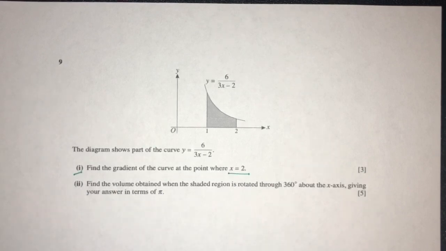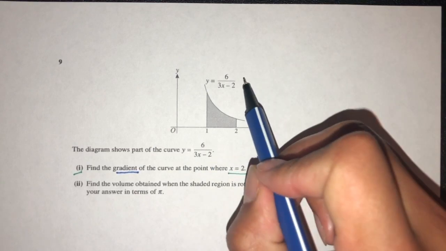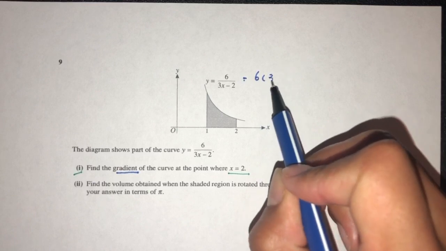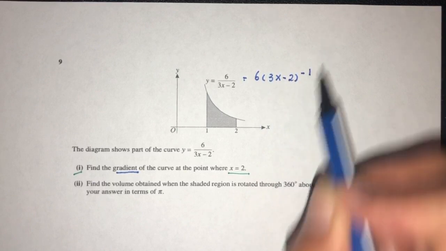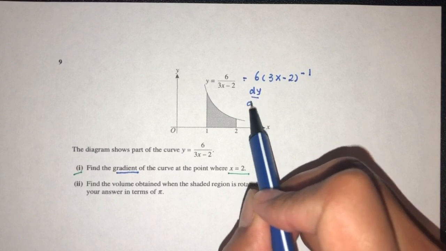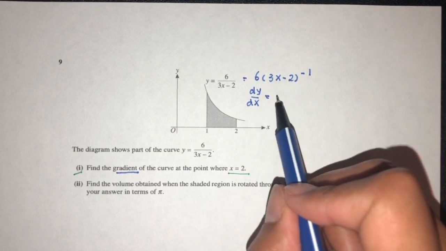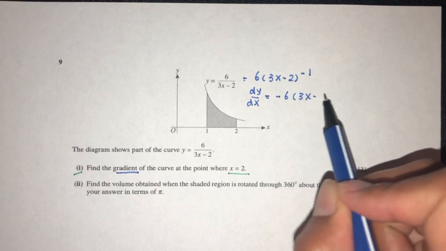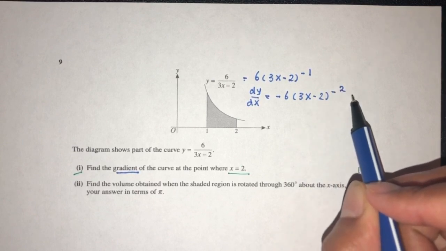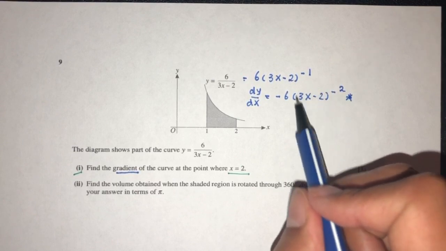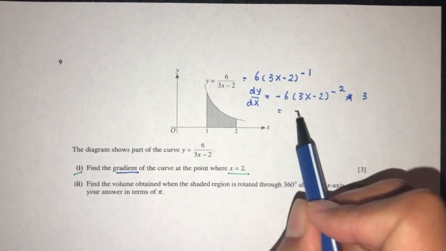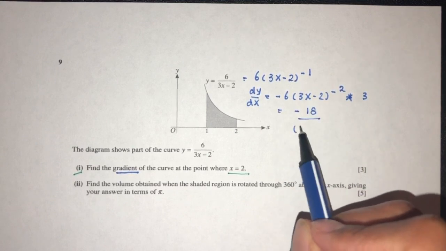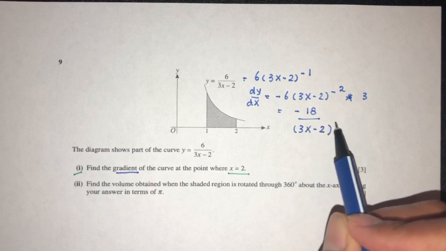Again, to find the gradient, we understand the gradient is simply dy by dx, right? Always, the gradient of a curve is simply dy by dx. Now look at this, we can rewrite this as 6 times (3x minus 2) to the power minus 1, bringing it up. So dy by dx will be what? First multiply by the power, that should be minus 6. Then minus 1 to the power, that should be minus 2. Then multiply by d by dx of the value inside, that should be 3. That should be minus 18 over (3x minus 2) squared.